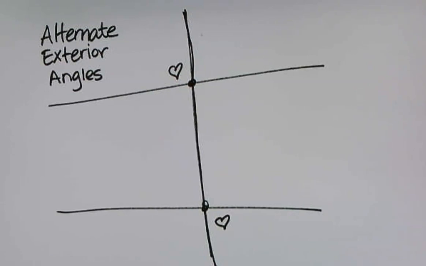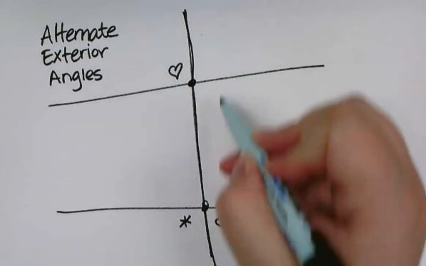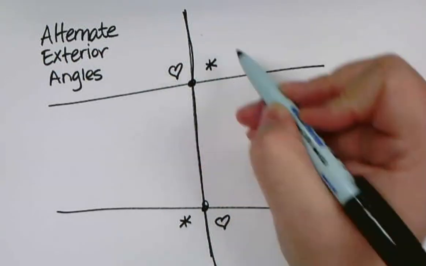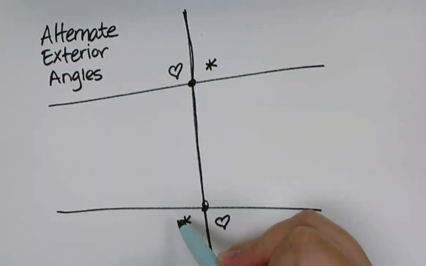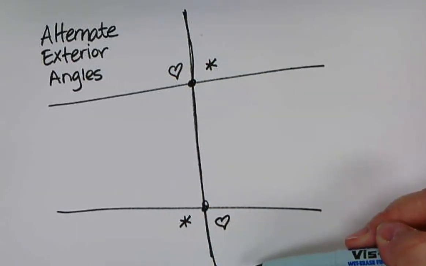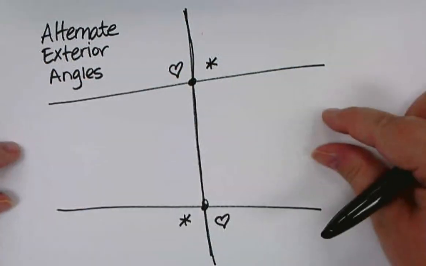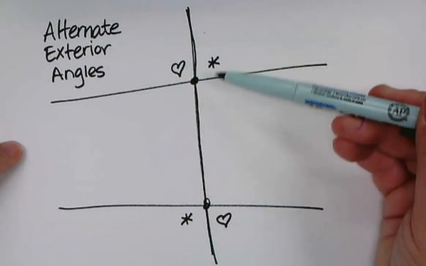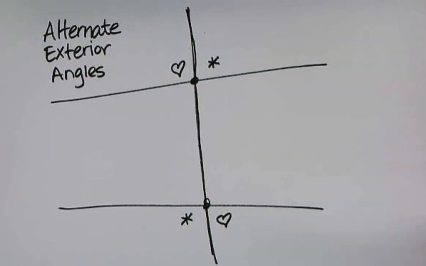Another alternate exterior angle pair is this one right here with this one right here. They're on opposite sides of the transversal. One's on the left, one's on the right. They're both in the exterior, outside of this interior space. And they're at the two different intersections.